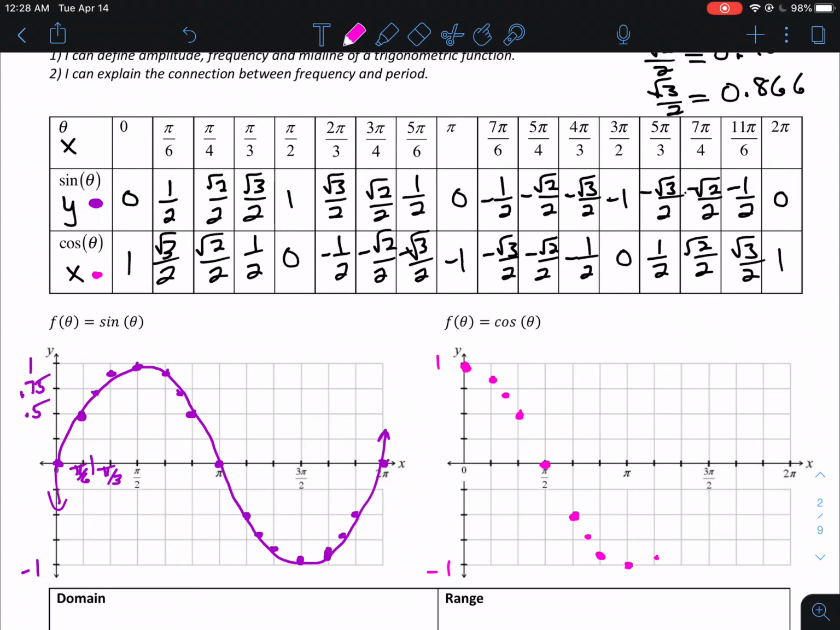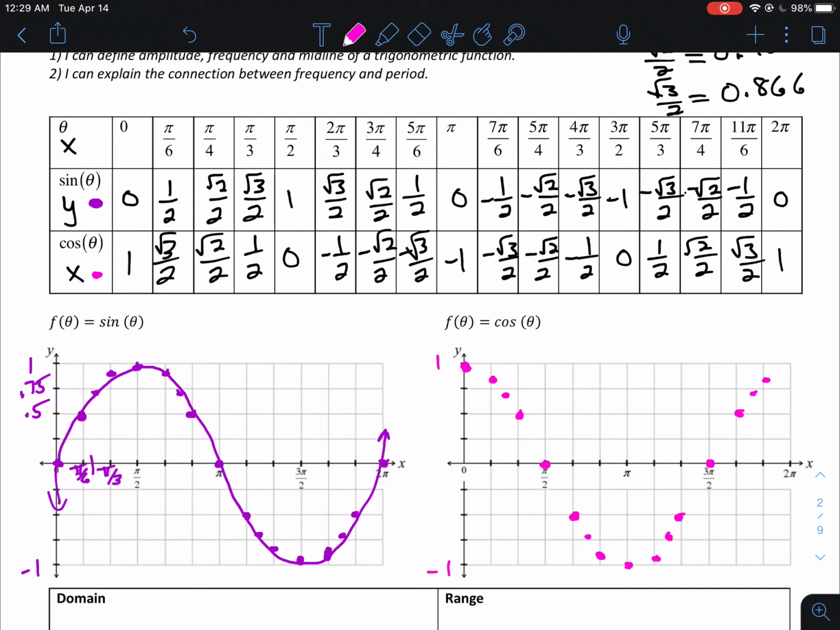And then we can reflect those. If you want to think about it that way, it'll make the rest of the graph actually go pretty quick if you reflect all those points. Kind of follow those same points but going the other direction now. And you should end up with a graph that looks something kind of like this.